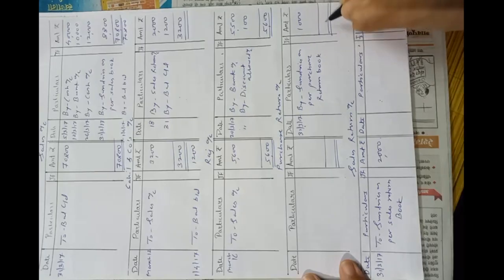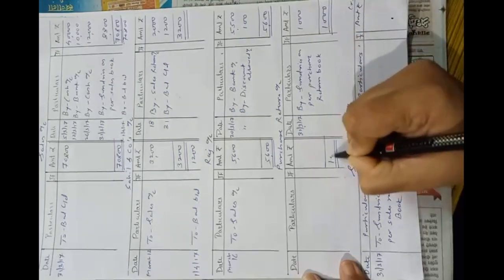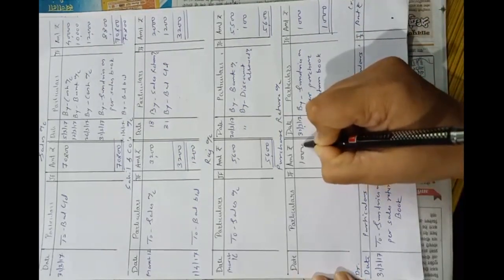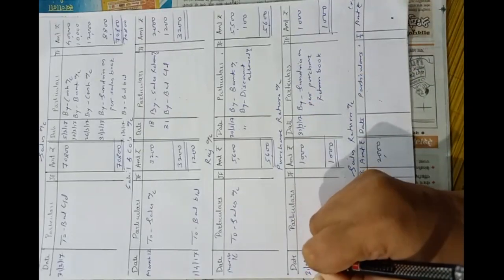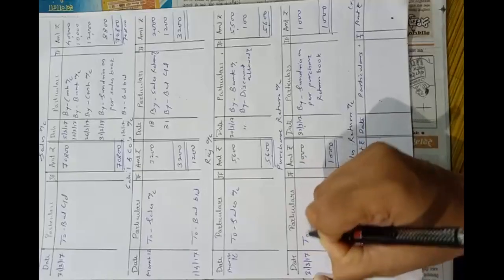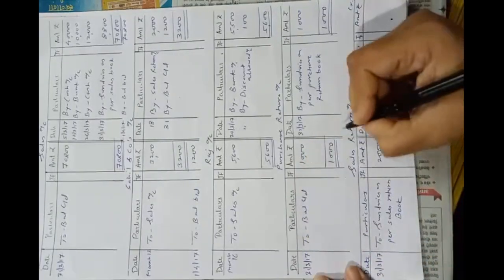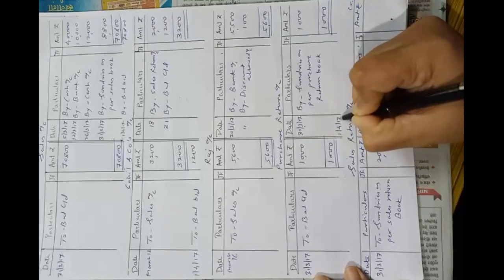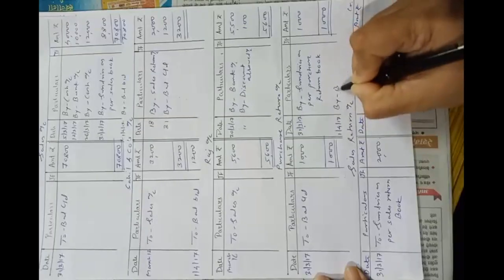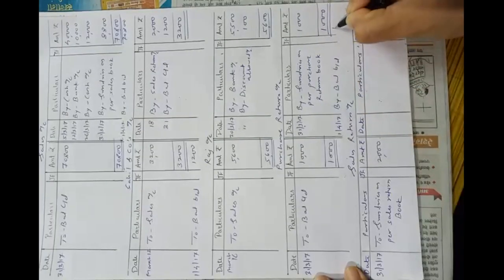Purchase return account credit total is 1000. Here the balance will be 1000 on 31st March 17, to balance carried down, and below the total on 1st April 17 by balance brought down 1000.